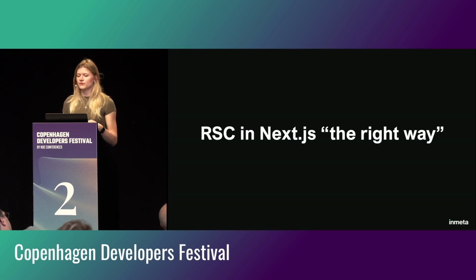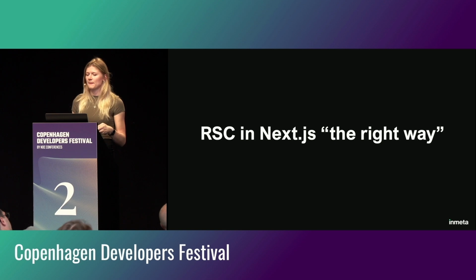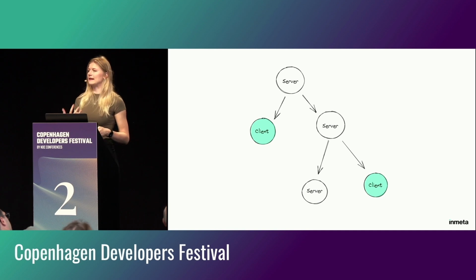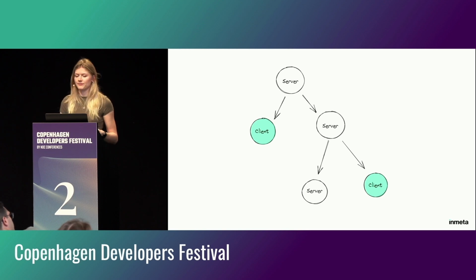So how do you use React Server Components in Next.js the right way? What are the best practices and development patterns to get the most out of them? The best practice is going to be to move your client code to the leaves of the component tree. In this way, you ensure you do not ship any unnecessary JavaScript to the client. And then React will only hydrate these client leaves, what we know as partial hydration.